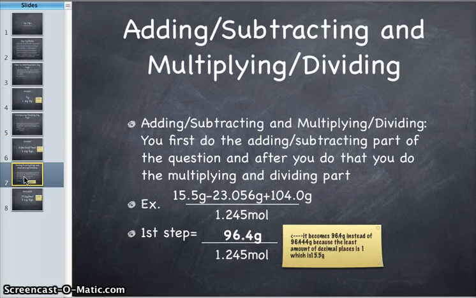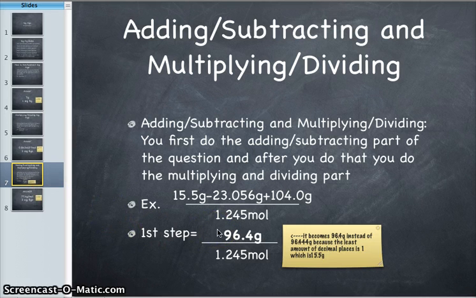You can also add and subtract and multiply and divide in the same question. You first do the adding and subtracting part of the question. After you do that, you do the multiplying and dividing. For example, the question is 15.5 grams subtracted by 23.056 grams added by 104.0 grams and then divided by 1.245 moles.